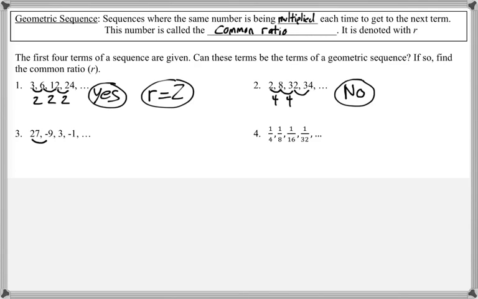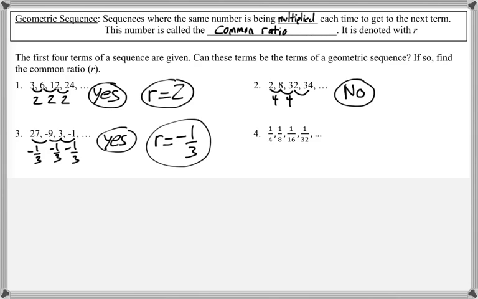So I'm multiplying by negative 1/3. To get from negative 9 to positive 3, I'm multiplying by negative 1/3. And to get from 3 to negative 1, I'm multiplying by negative 1/3. So yes, this is geometric, and r is equal to negative 1/3.